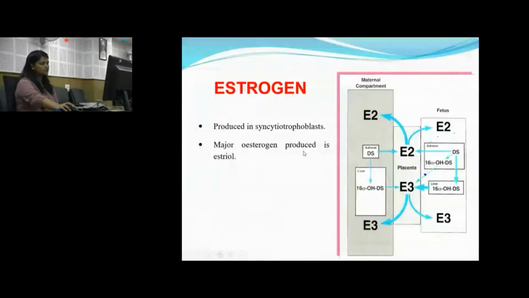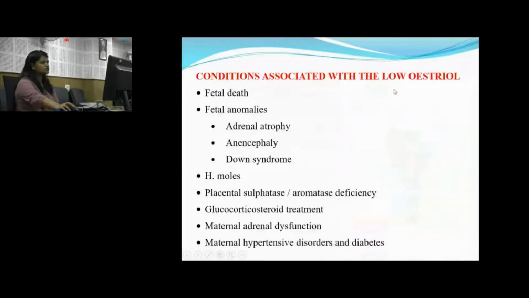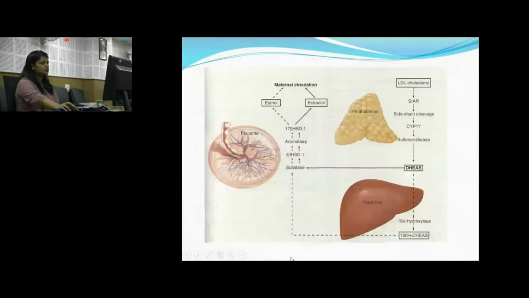Whereas when we talk about estrogen, it is produced mainly in the syncytial trophoblast. Conditions associated with low estriol are fetal death, fetal anomalies, adrenal atrophy, anencephaly, Down syndrome, H-moles, placental sulfatase or aromatase deficiency, glucocorticoid steroid treatment, maternal adrenal dysfunction, maternal hypertensive disorders, and diabetes. So this is the hormone.